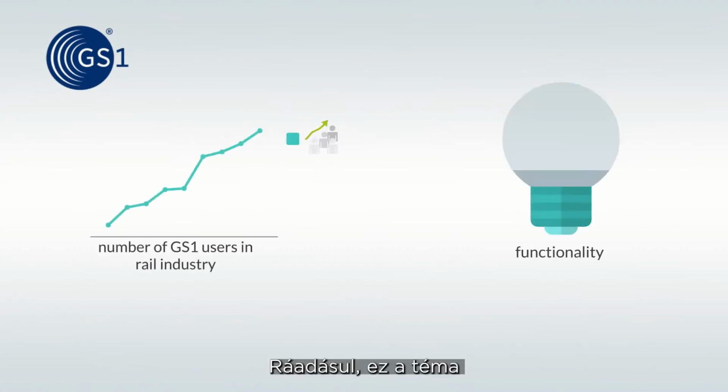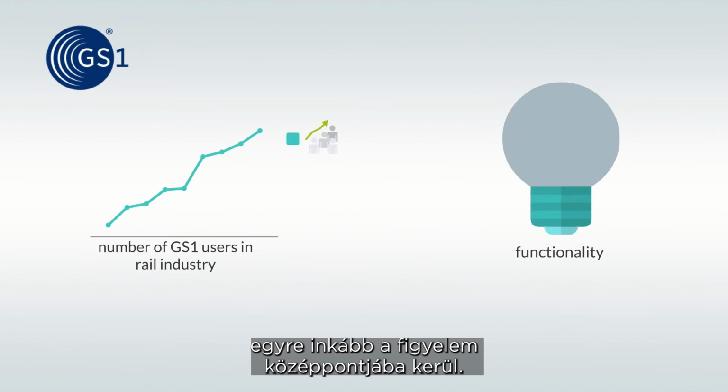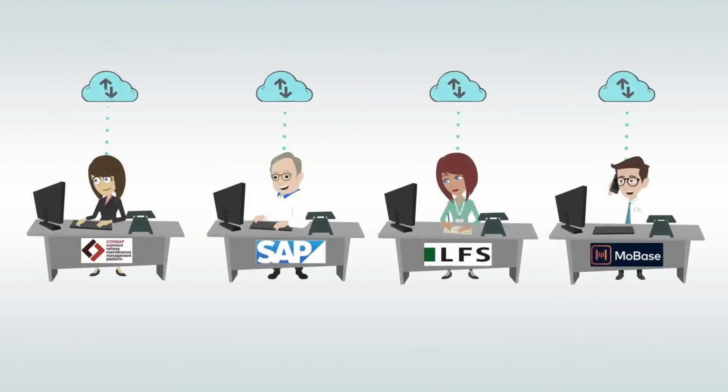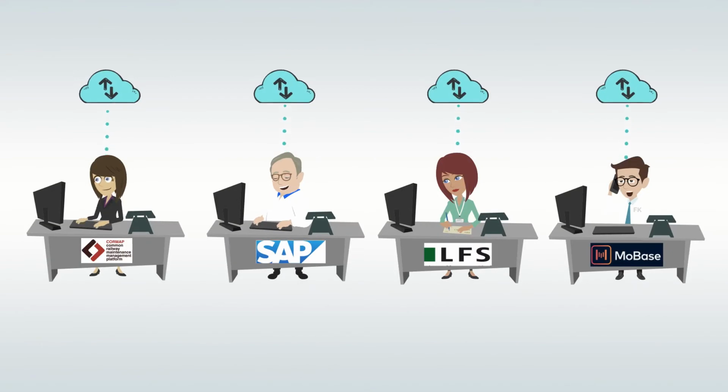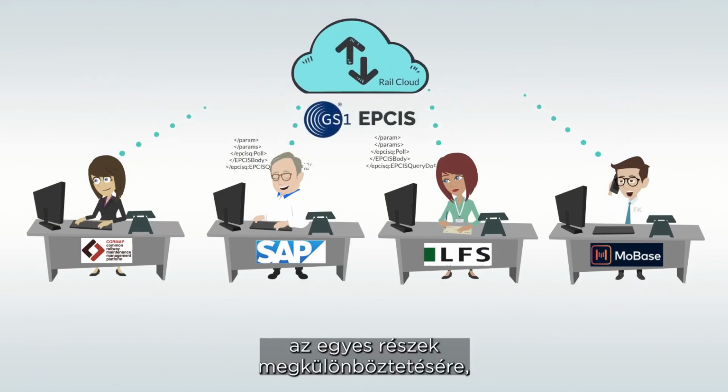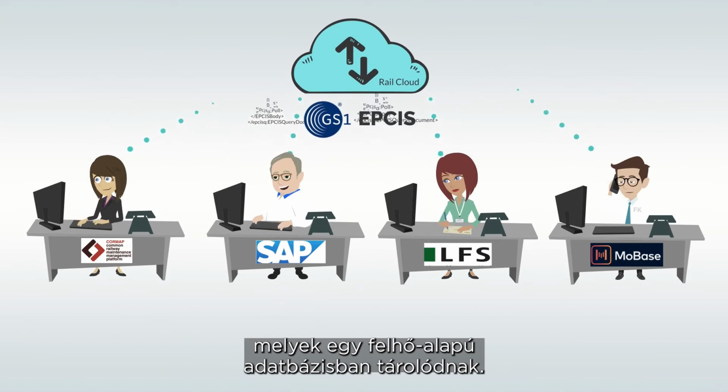In addition, the topic is getting bigger and gaining more attention. Today we have many different systems at Siemens Mobility. In the future we would finally have a common language to name a part, from which each part can be identified in a cloud-based database.